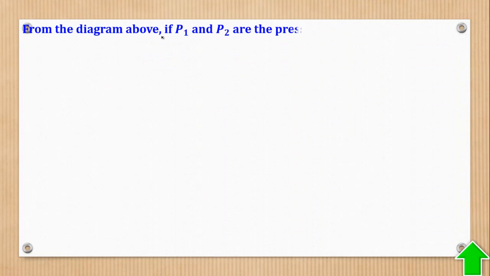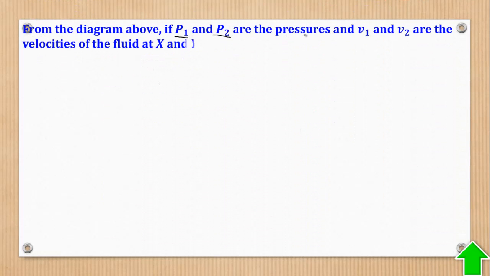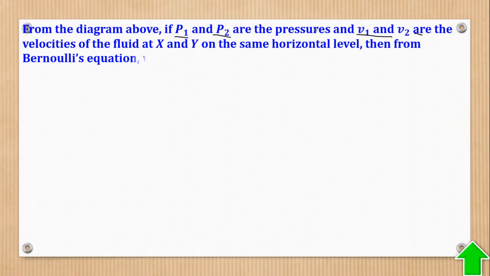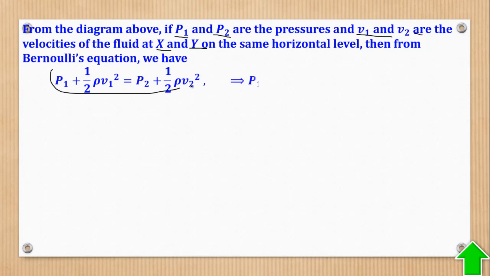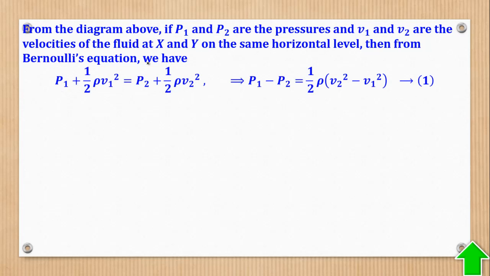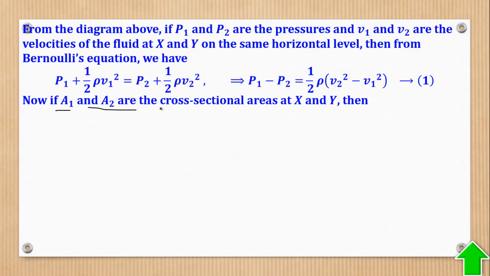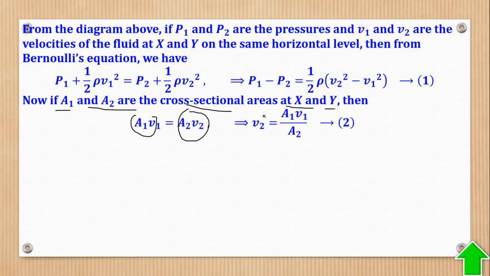So from the diagram above, if P1 and P2 are the pressures and V1 and V2 are the velocities of the fluid at X and Y on the same horizontal level, then from Bernoulli's equation, we have this, implying that pressure difference is equal to that. Now, if A1 and A2 are the cross-section areas at X and Y, it implies that this is equal to this equation of continuity, where V2 can be got from here.